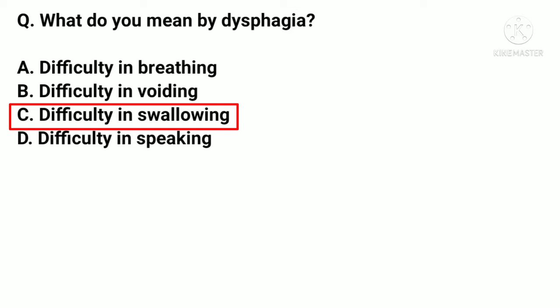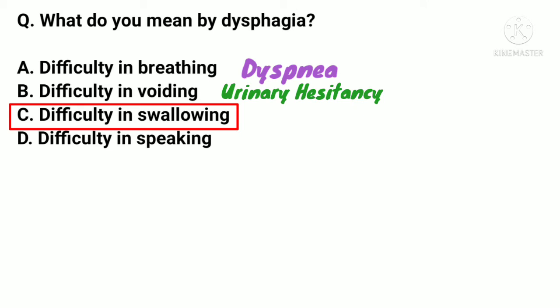Difficulty in breathing is known as dyspnea. Difficulty in voiding is known as urinary hesitancy. Difficulty in swallowing is known as dysphagia. And difficulty in speaking is known as dysarthria.